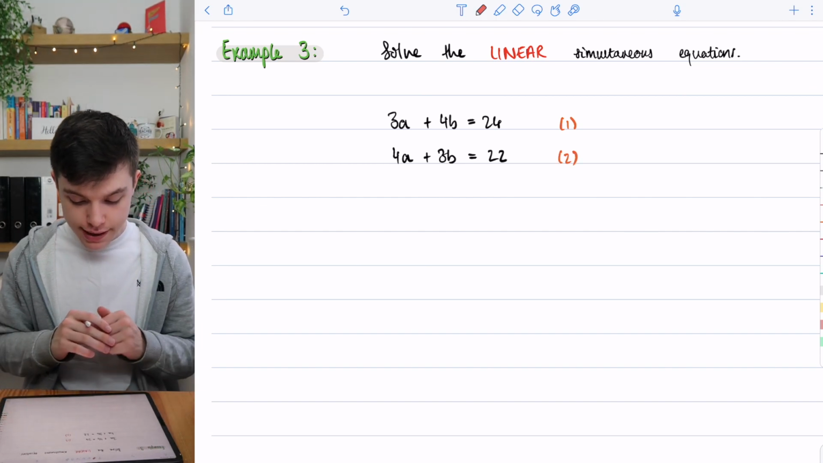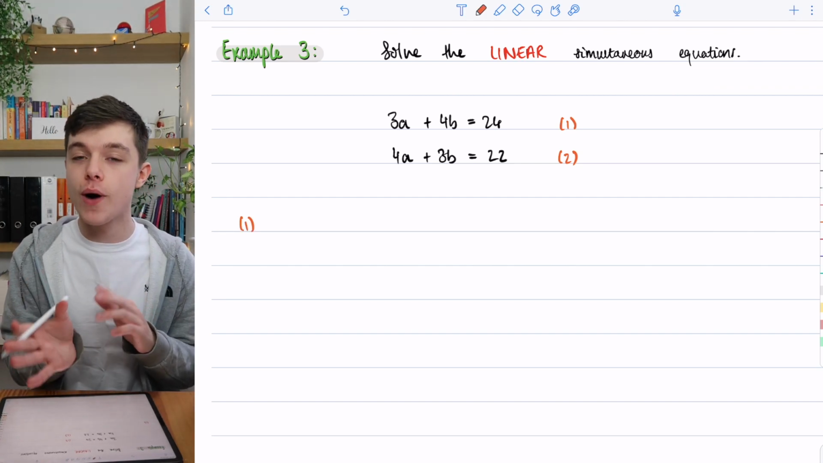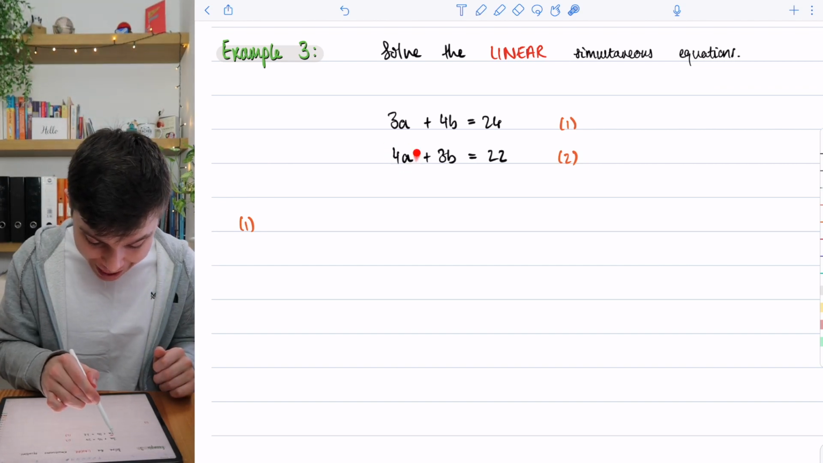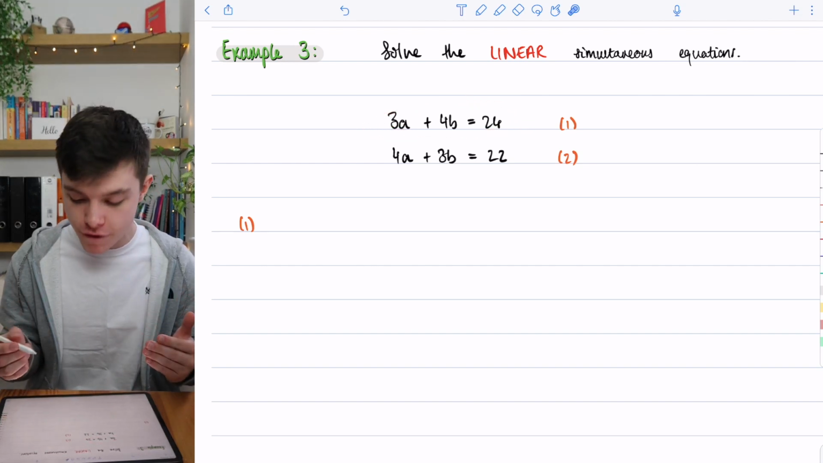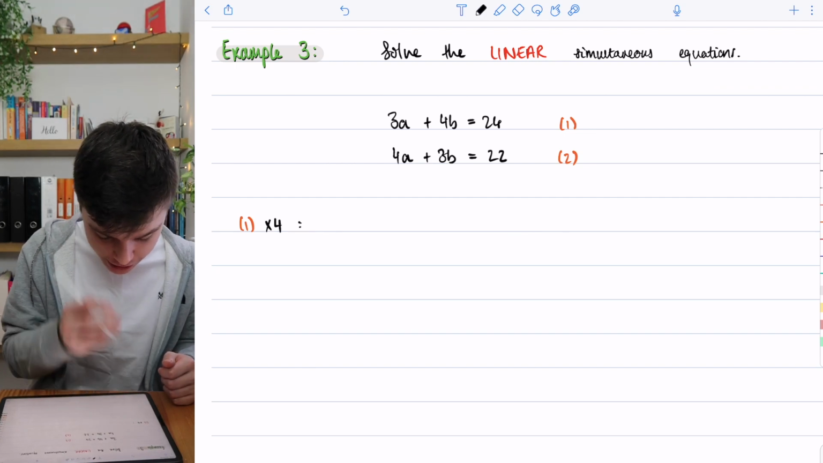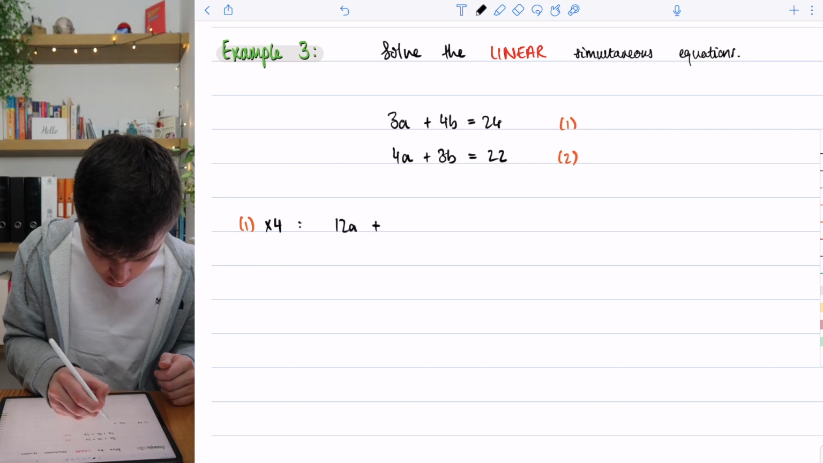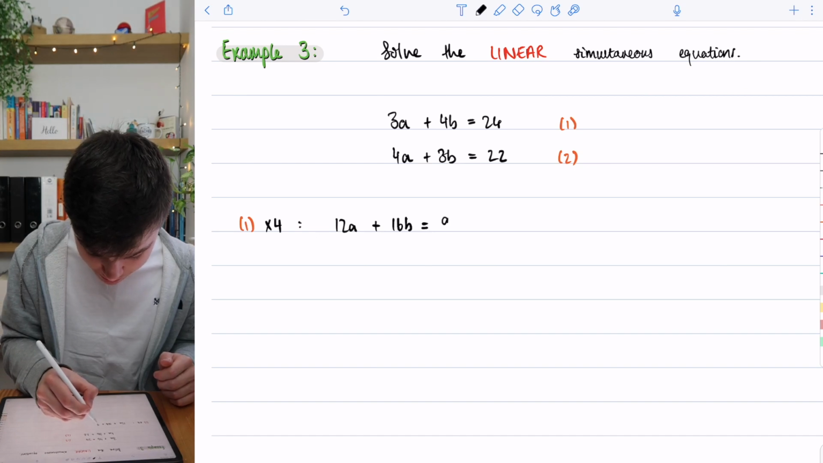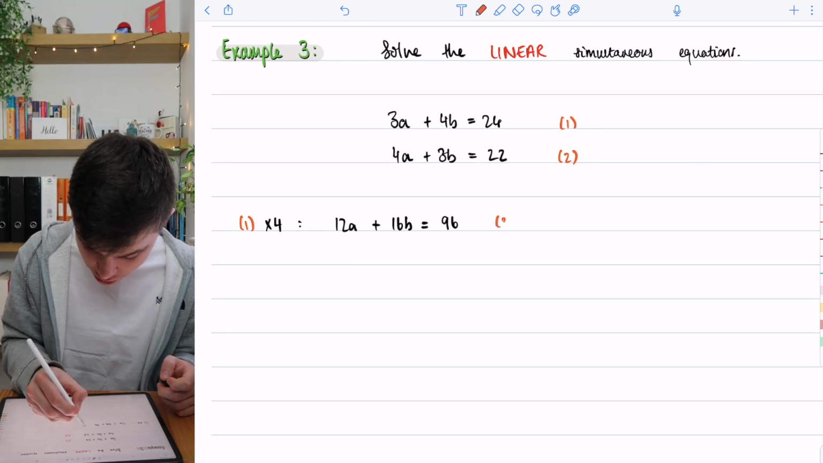What I'm going to do is multiply equation 1 by something and equation 2 by something else. Because we have got 4a in equation 2, I'm going to multiply equation 1 by 4. So equation 1 by 4, okay? And when I do that, I'm going to get 12a plus 16b, and that's going to give me 24 times 4, which is 96, okay? I'm going to call that equation 3.